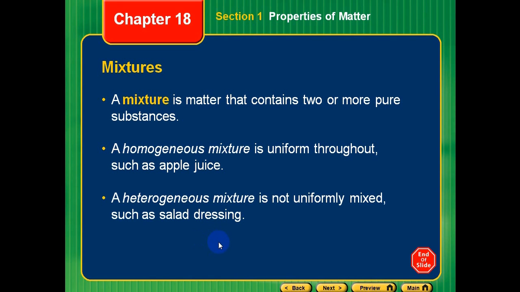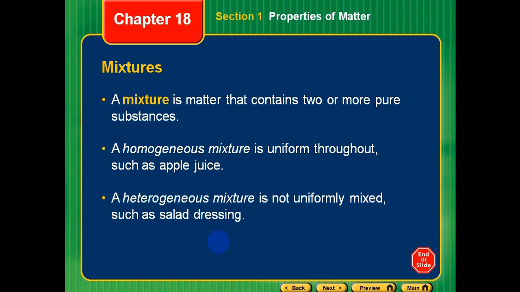The heterogeneous mixture is not uniformly mixed, such as salad dressing. Another example is mixing soil and water. When you mix soil and water, the soil stays down and the dirt stays up, and they will not mix completely. So this kind of mixture, we call it heterogeneous.